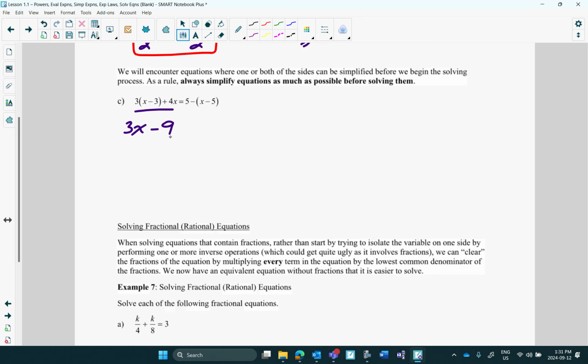3x minus 9, because I multiply x minus 3 by 3, plus 4x equals negative 5 on the right. Oh, okay, I'm sorry. Looks like I can keep simplifying both sides. What's an easier way to say the left? 7x minus 9. What's an easier way to say the right?